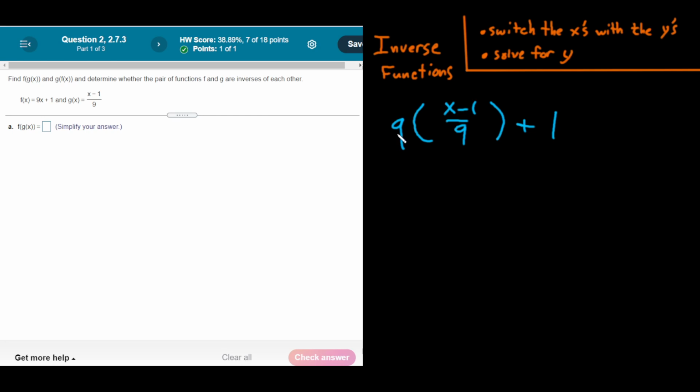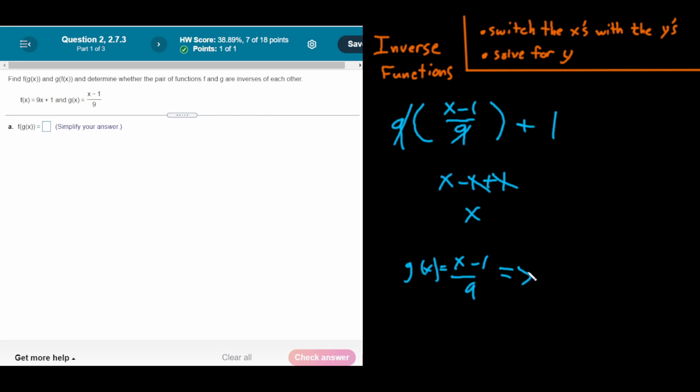And then take a look. When you multiply 9 times a fraction that has a 9 in the denominator, you're going to cancel them out. You're left with x minus 1 plus 1. Negative 1 and positive 1 go away, and guess what? You're left with x. So these two functions are actually inverses of each other. Just to be safe, let's go ahead and plug the 9x plus 1 inside the other function. So we have x minus 1 over 9. This is the g of x.